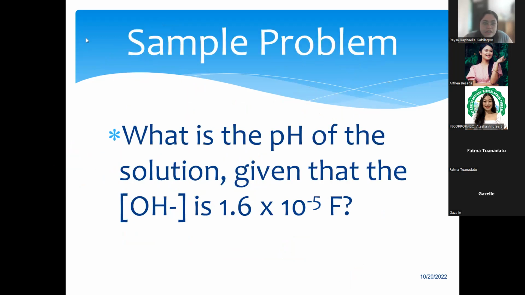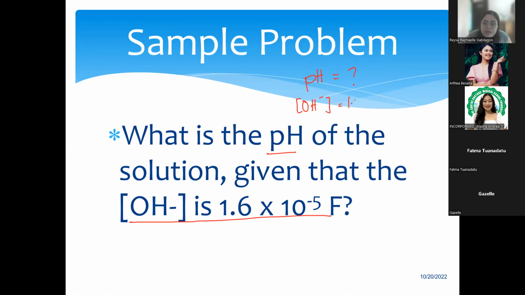Gagamitin natin siya dito. This one is our example, our sample problem. What is the pH of the solution given that the OH is 1.6 times 10 raised to the power of -5? Ano daw sabi? Anong hinahanap? Ang hinahanap in this problem is pH. But what is the given? The given class is OH.